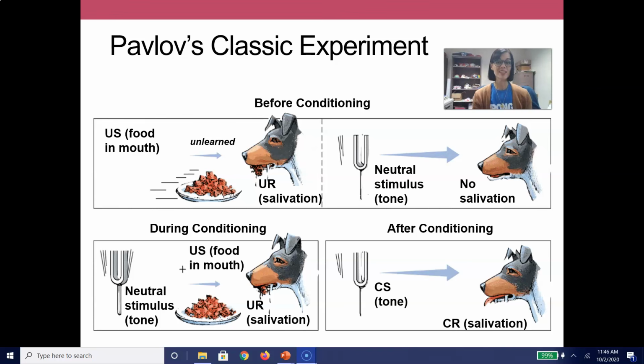So I'm going to go ahead and stop here. I will record more of this afternoon, but this is the basics of Pavlov's experiment. We will talk more about what this means next time.